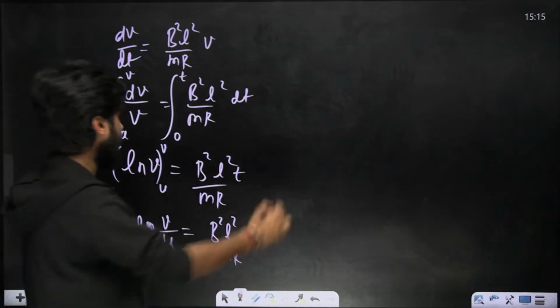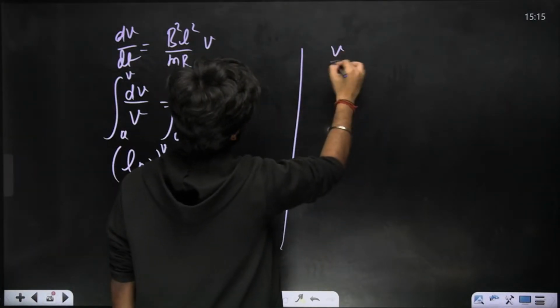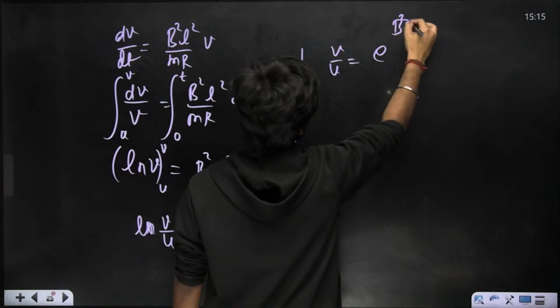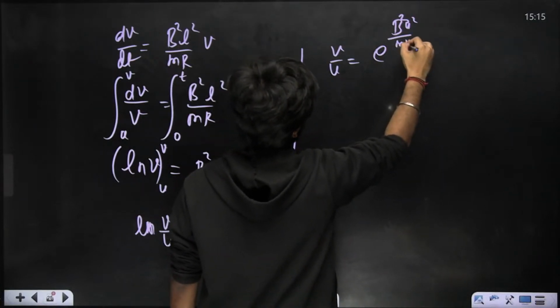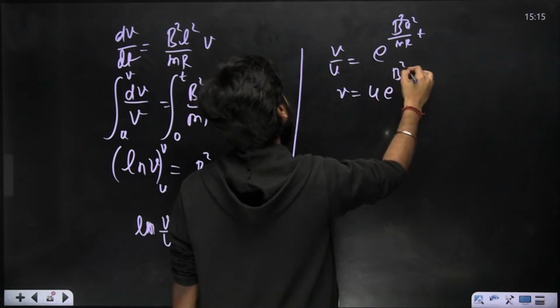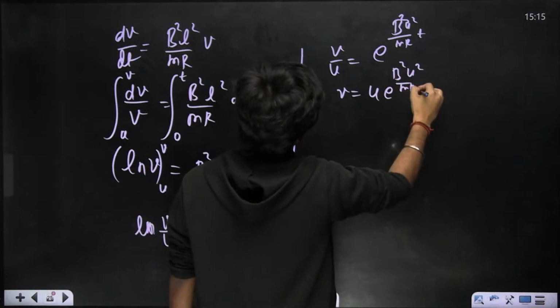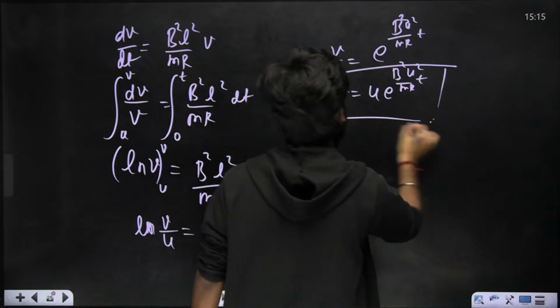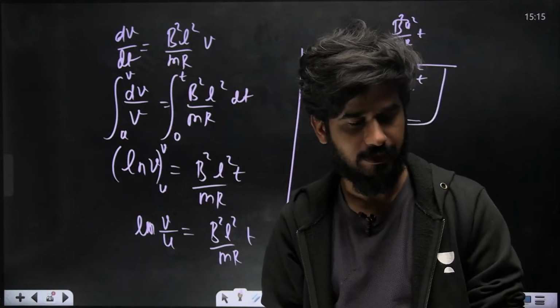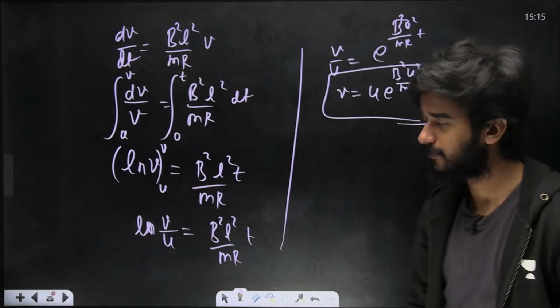ln goes to the other side, it will simply be v by u is equal to exponential e power B square L square by mR into t. So v is equal to u e power B square L square by mR into t. This is the expression, this is the answer to this particular question. Any confusion till here?